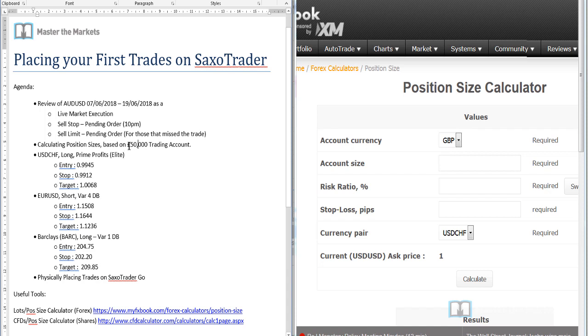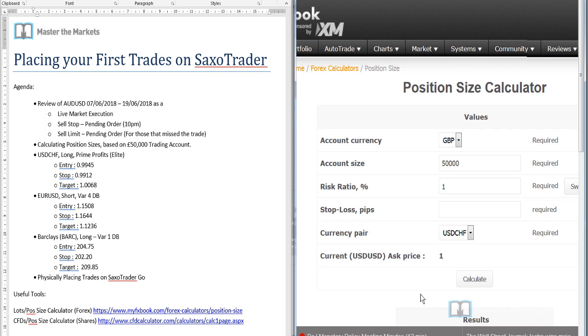So we know that our account is in pound sterling. Okay, so of course you change this for the relevant account that you are trading with. We know the account size here, 50,000. Okay, the risk reward ratio, oops, I think I clicked paste there by accident. So 50,000. The risk reward ratio, we're going to take 1% risk on this trade.